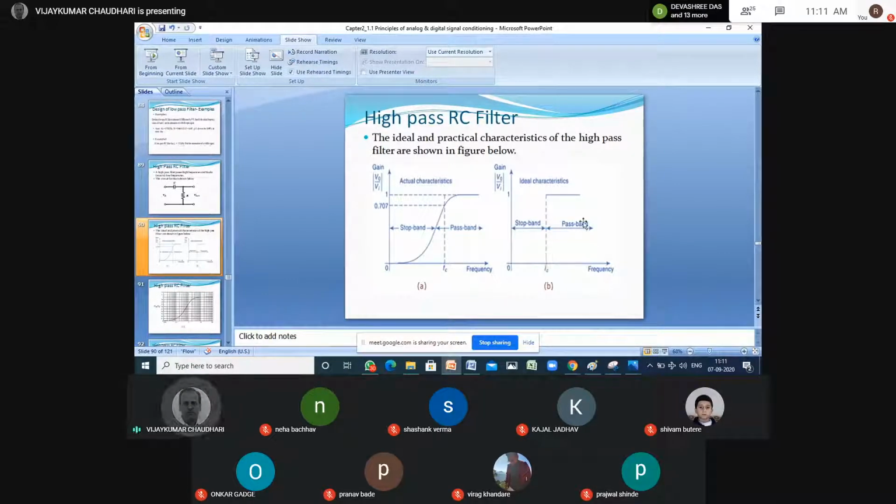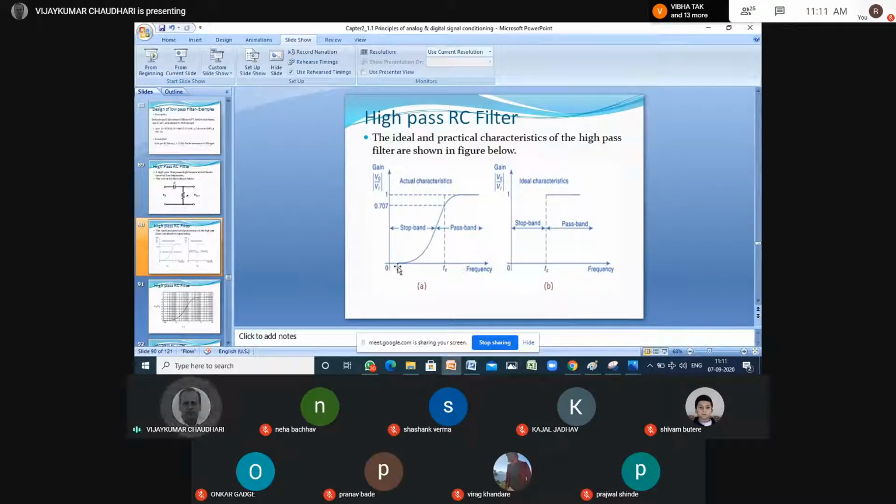This is the ideal characteristics. This is the stop band, what we call it. This is the cutoff frequency, and this is the pass band. So frequencies below cutoff frequency are rejected, blocked, or stopped from going to the output, whereas high frequencies above cutoff frequency are passed through the filter circuit. We know for practical circuits this exact and strict cutoff is not possible. Instead we get a slanting characteristics like this.